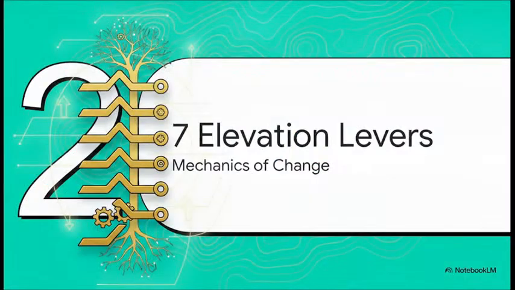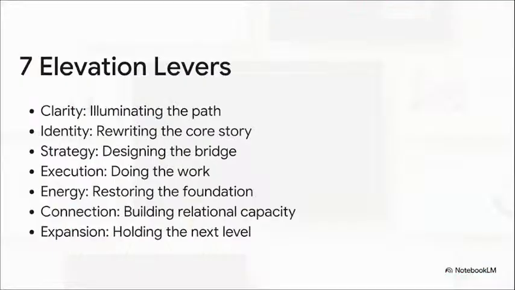So, if the 3 layers are the map of the territory, part 2 is the 7 elevation levers, the actual mechanics of change. What are these levers? Well, they're essentially 7 specific tools that act as precise intervention points for any coaching challenge. We use clarity to illuminate the path when a client is totally lost. Identity rewrites their core story. Strategy designs the bridge to their actual goals, while execution makes sure they literally do the work. When someone is burned out, we use the energy lever to restore their foundation. Connection builds up their relational capacity. And finally, expansion. This one is huge. Expansion increases their internal ability to hold the next level of success without self-sabotaging.